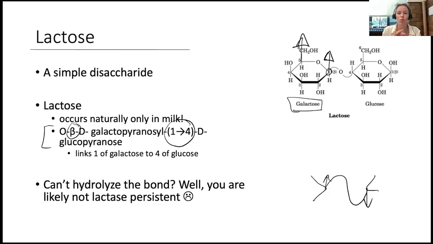What now does the 1,4 mean? The 1,4 tells us that the bond is going from the anomeric carbon, carbon number 1, to carbon number 4 on the second sugar unit. So that's what 1,4 means. Let's do one more example.